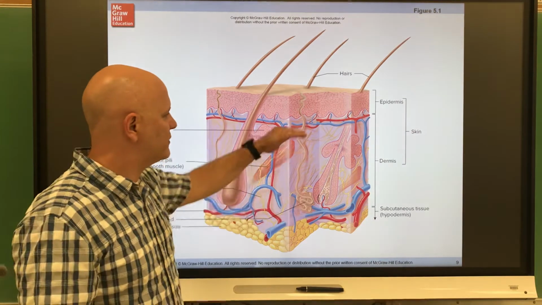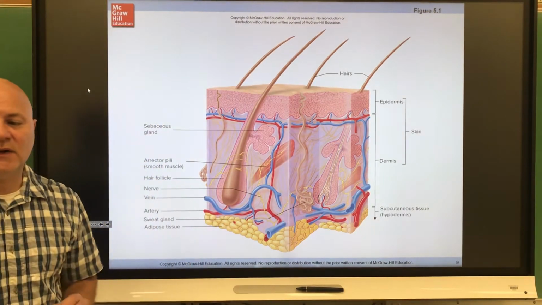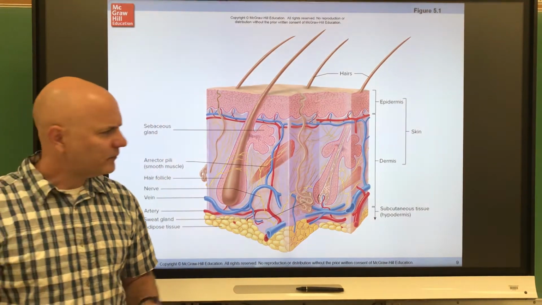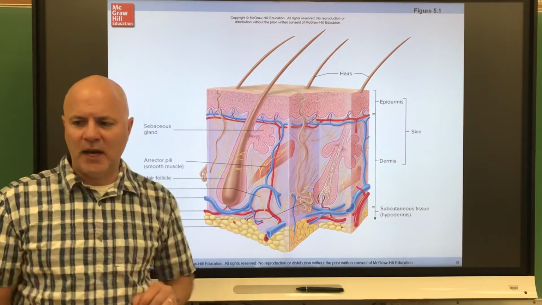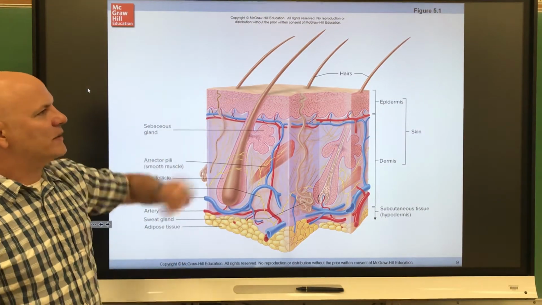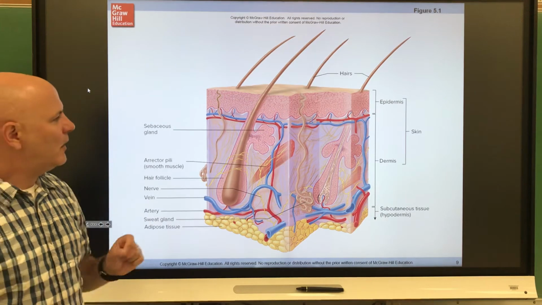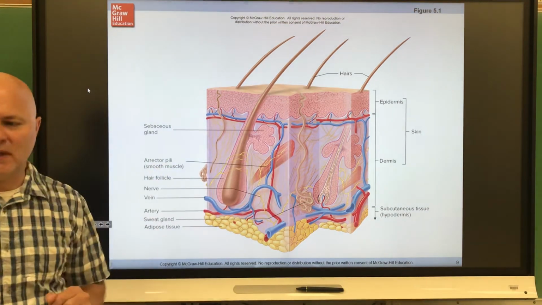So this is the dermis right here. This is a thick layer of skin beneath the epidermis. It has many blood vessels in it, right? So it nourishes and supports the epidermis. And it's made of connective tissue.